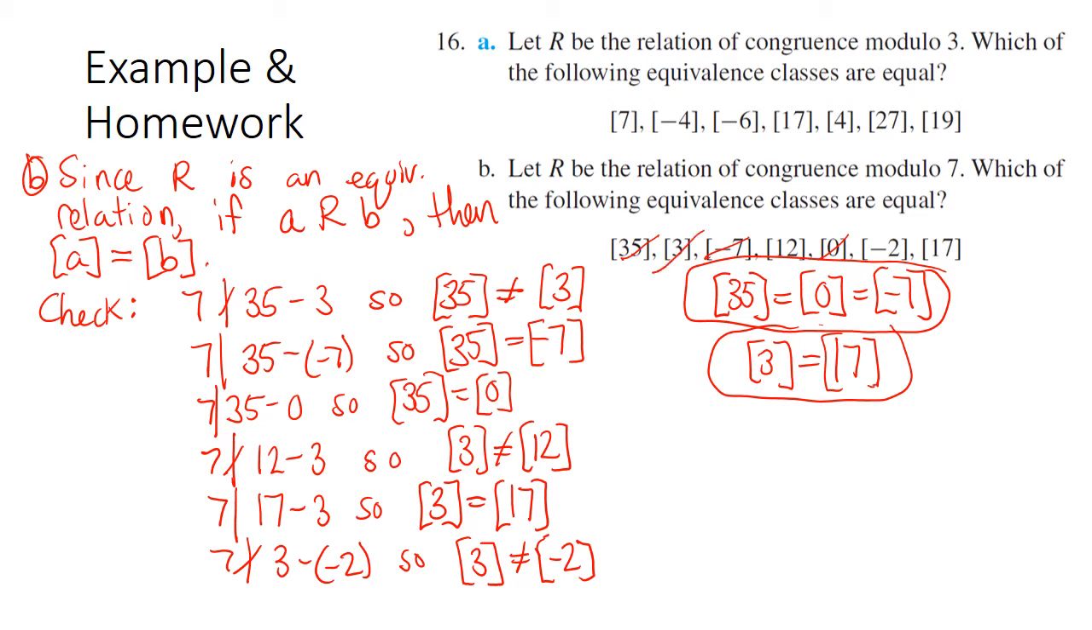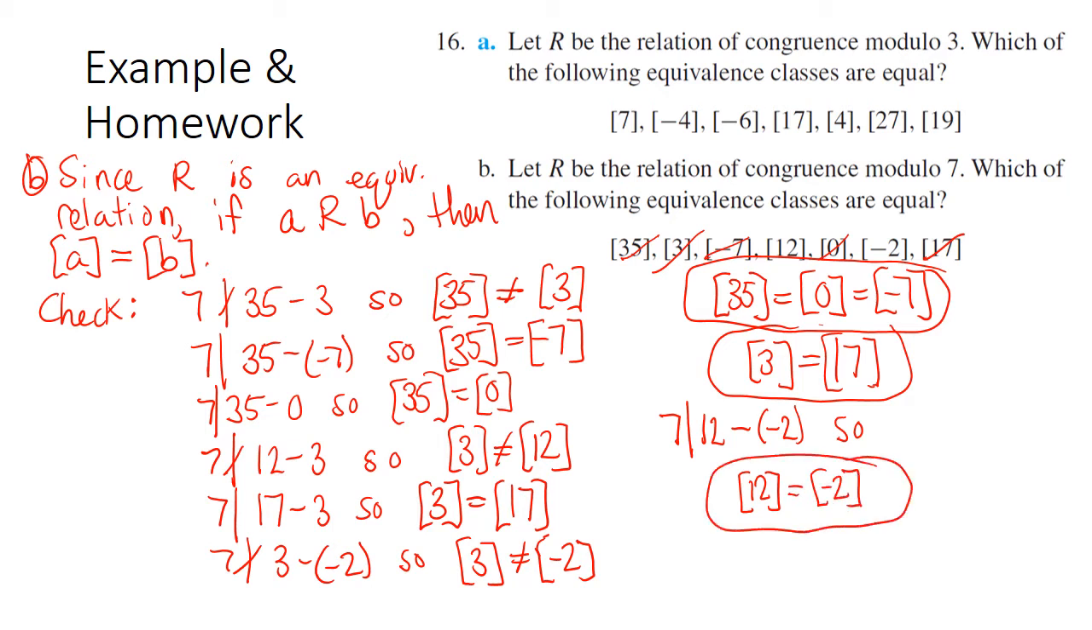Okay, so I did that one. All right, so I have left 12 and negative 2, and I think 12 and negative 2 are not going to be congruent because 7 is not going to divide 12. Oh, wait a minute, yes it does. What am I saying? 12 minus negative 2 is 14. So yeah, those are the same. So the last identical ones that I get are that the equivalence class of 12 is the same as the equivalence class of negative 2. Okay, so that's it. So go ahead and pause the video and do part A and see what you get.